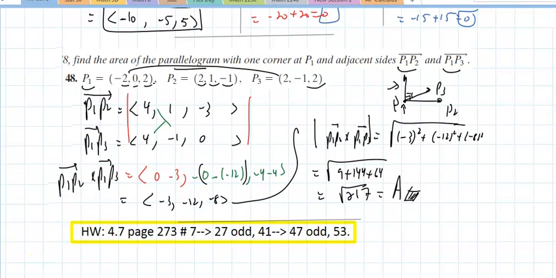There's the homework listed with this section, and that concludes this section and this chapter.